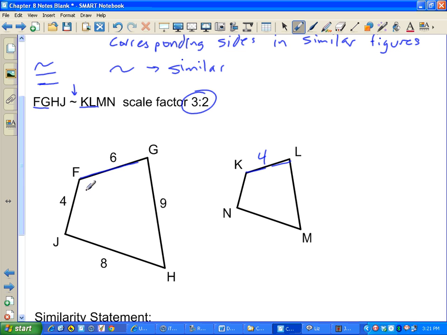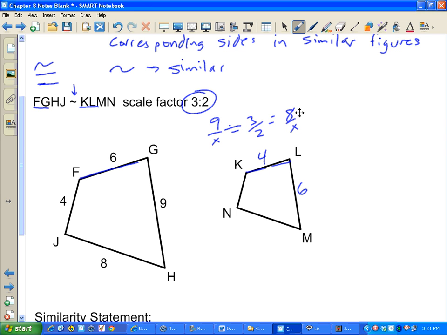Okay? All of these sides have to have a 3 to 2 ratio. So here I've got 9. So 9 over what equals 3 over 2? Okay, and that'll tell me how long this is. Well, I'm multiplying by 3, so I'm going to multiply this by 3. 6. Here I've got 8. 8 over what is 3 over 2?